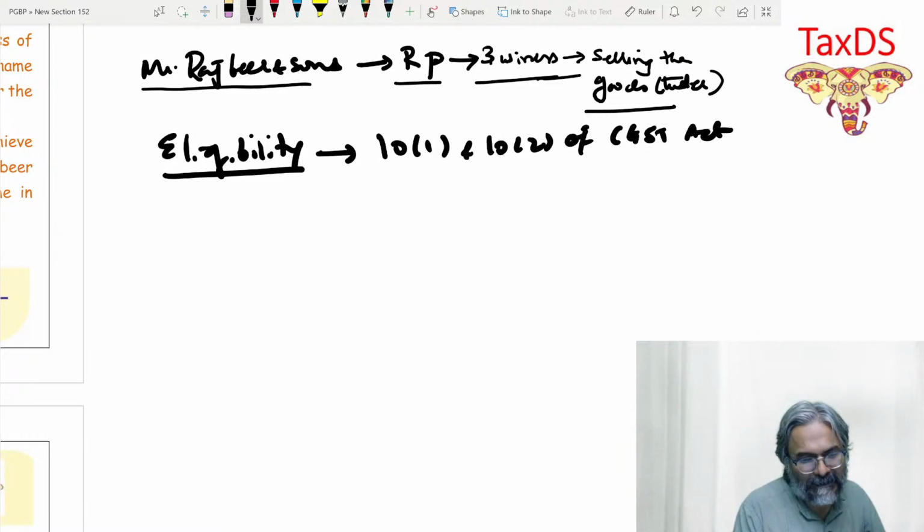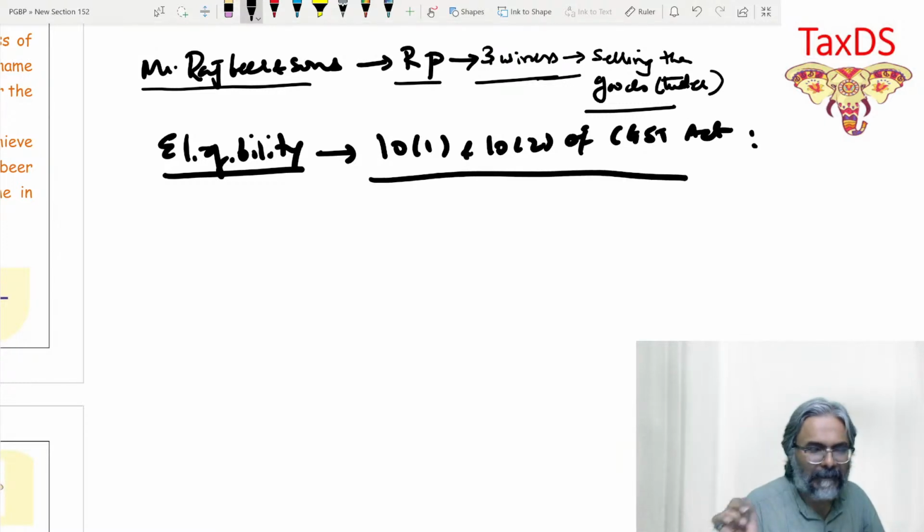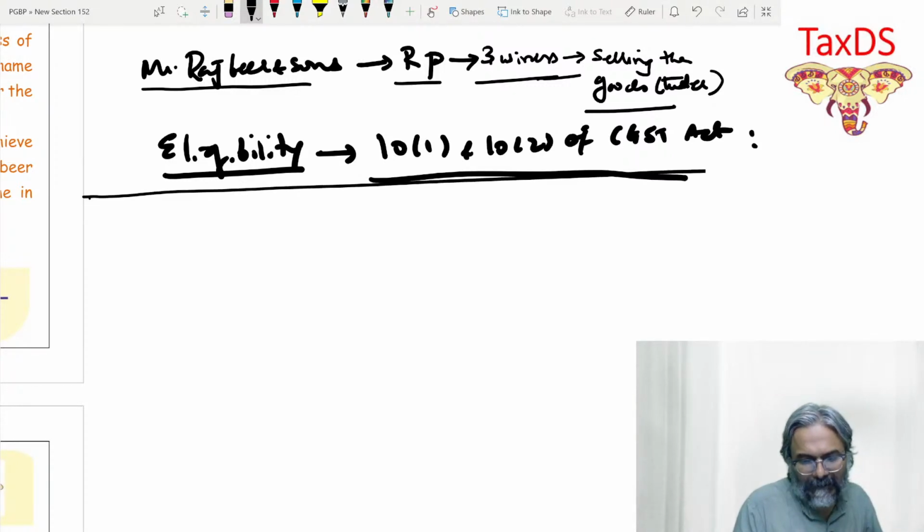10(1) and 10(2) of the CGST Act. That is where his eligibility lies. That exactly is the game. Now, once this is the point, students, once you have made the statement, then don't use the scale in your examination.